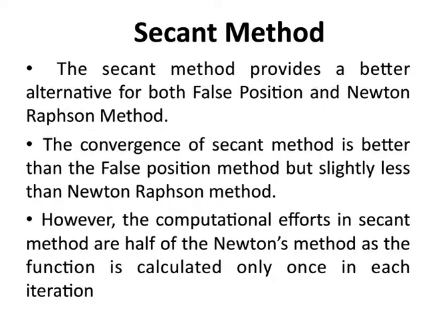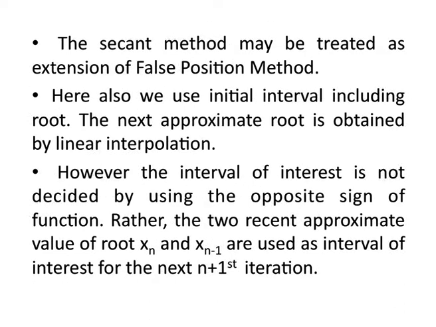A middle method, that means a method which provides an alternative to both the false position method and the Newton-Raphson method, is the secant method. The convergence of the secant method is much better than the false position method and slightly less than the Newton-Raphson method. However, the computational effort is less than the Newton-Raphson method and almost equal to the false position method.